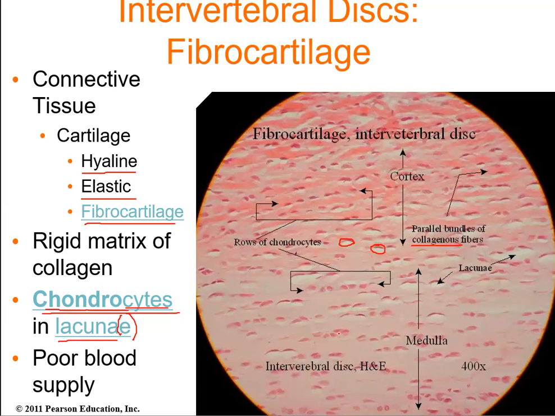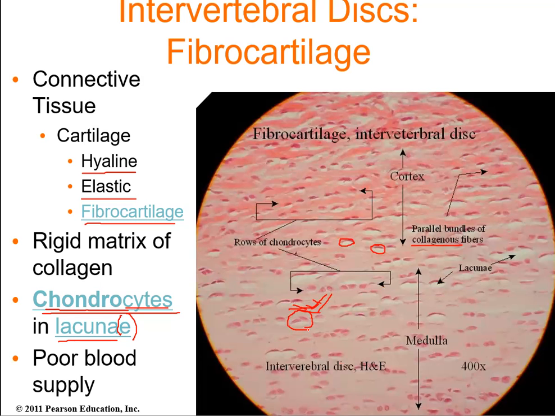And so we can see that most of this tissue is made up of collagen. So all of this would be collagen in here. And interspersed, there are these little holes with the chondrocytes inside. Now, the thing about cartilage is that it has a very poor blood supply.